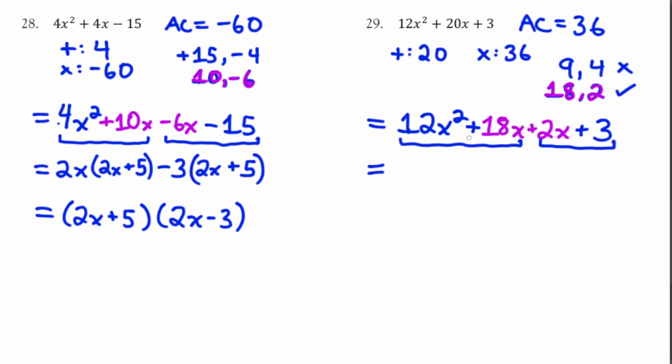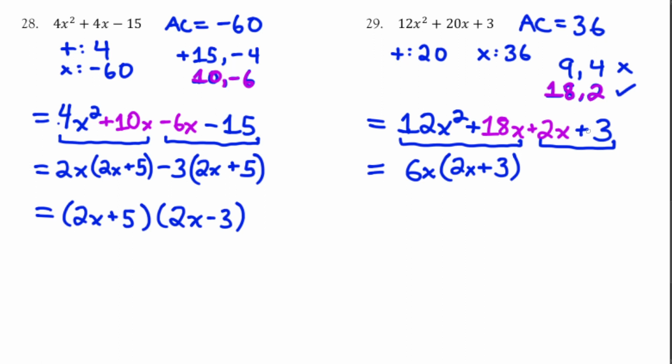Oh dear, 12 and 18 have a lot in common. Like, they're both even. Do they both have a 4? No. Ooh, they both have a 3. So they have a 2 and a 3 in common. That means they have a 6 in common. I think 6 is the biggest number that 12 and 18 have in common. So we'll go with 6. And then they both have an x. So the greatest common factor is 6x. When I take 6x out of 12x squared, I get 2x. When I take 6x out of 18x, I get 3.